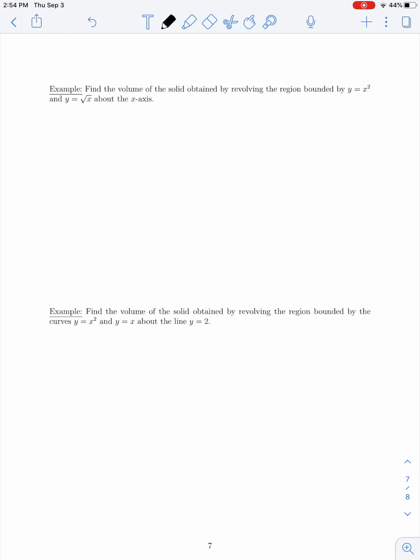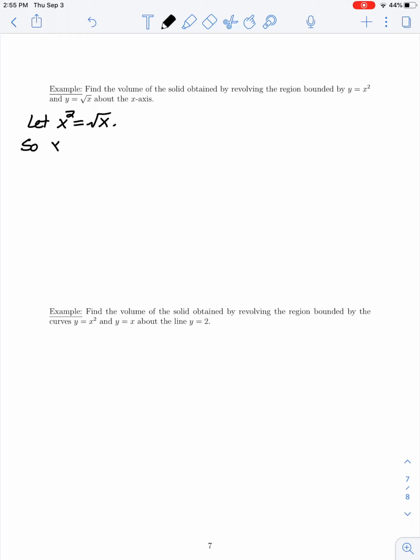In this next one, we're asked for the volume of the solid obtained by revolving the region bounded by y equals x squared and y equals the square root of x about the x-axis. So again, in order to sketch our region, it might first be helpful to determine the points of intersection of these two curves. And in order to do that, I'm going to set these two functions equal to one another. That is, x squared will equal the square root of x.